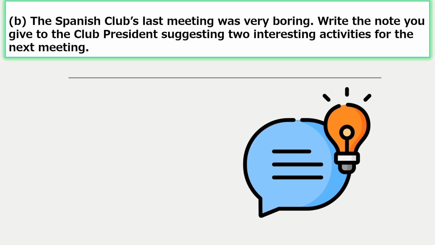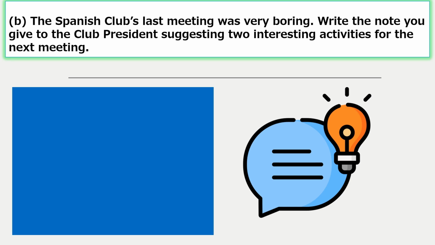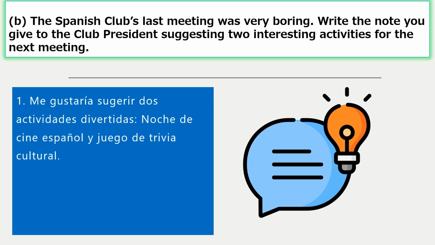All right, so now we are going to look at 2 possible suggestions that we could give. So remember, students, type yours in the chat. All right, so you can pause the video to do this before even looking at my responses. Here they go. So the first one: Me gustaría sugerir 2 actividades divertidas: noche de cine español y juego de trivia cultural. All right, so I would like to suggest two activities: Spanish movie night and cultural trivia game.